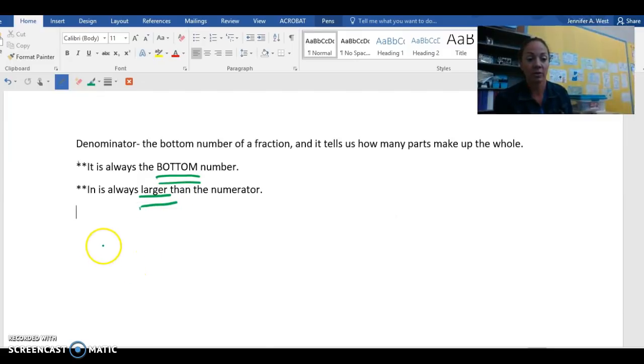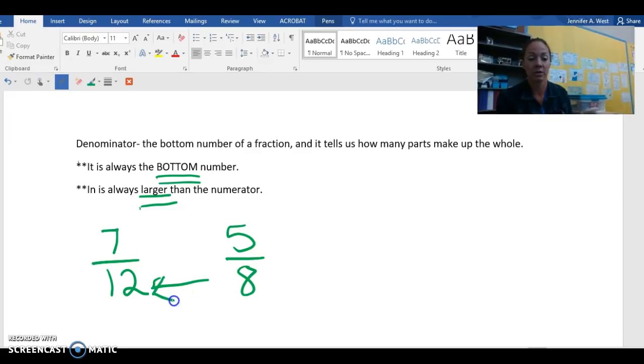So, if we take a look at something like 7/12 and 5/8, the denominator is the number always on the bottom, and it is also larger than the numerator, the number on the top. 12 is larger than 7. 8 is larger than 5.